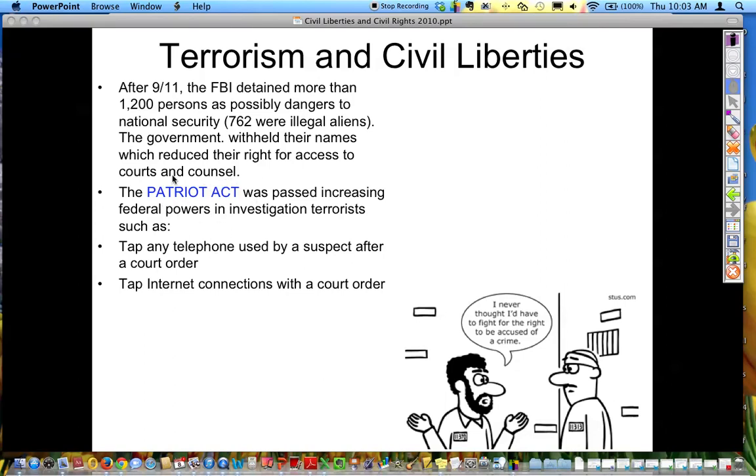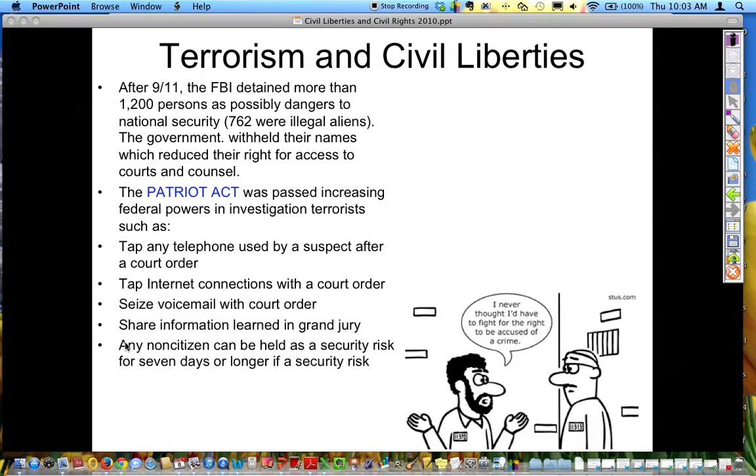When the Patriot Act was passed, increasing federal powers and investigations, it said the federal government could tap any telephone used by a suspect after a court order was given. The Patriot Act authorized tapping of internet connections with a court order. It said you could seize voicemails with a court order, that you could share information learned in a grand jury. Any non-citizen could be held as a security risk for 7 days or longer.